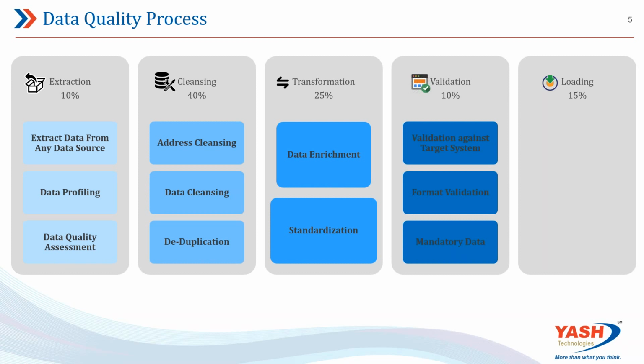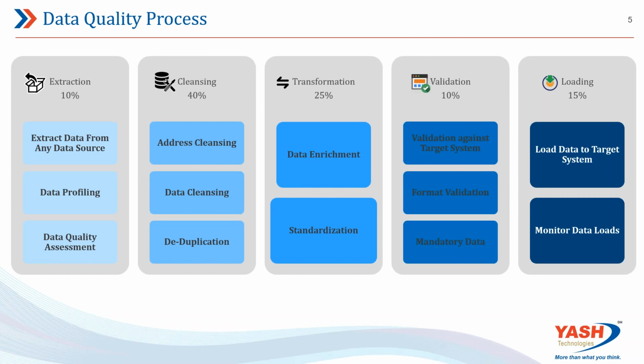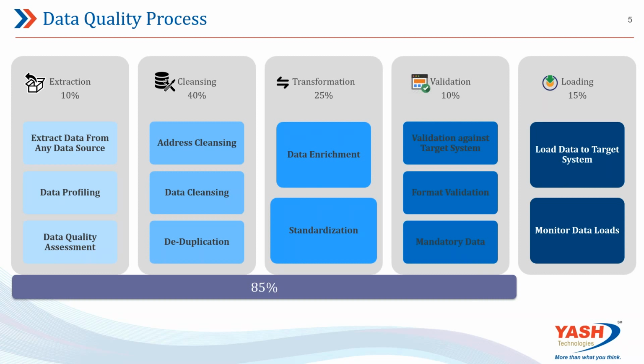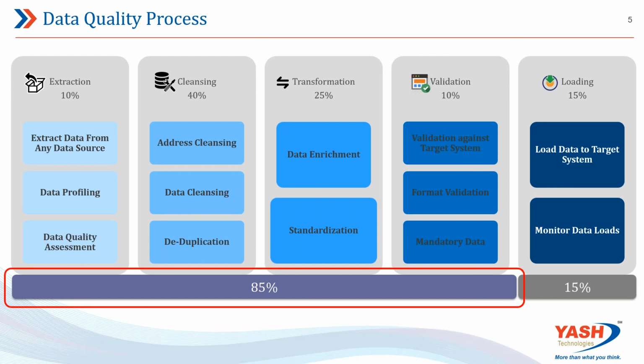Once all these processes are done, finally the step is to validate the data against the target system, check for formats, check for business rules, check for the mandatory information that is required, and finally load it into the production systems and monitor the data loads. If you look at it, the first 4 blocks of extraction, cleansing, transformation, validation are about 85%, and then the loading is only 15%. This is something that is missed in many data projects, where the time taken for the entire process is not considered.